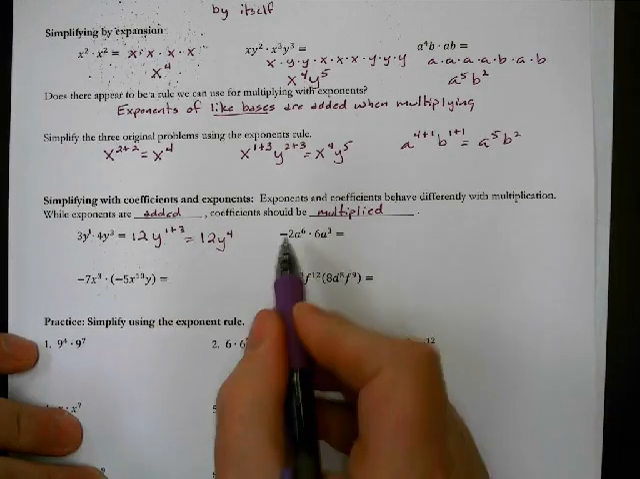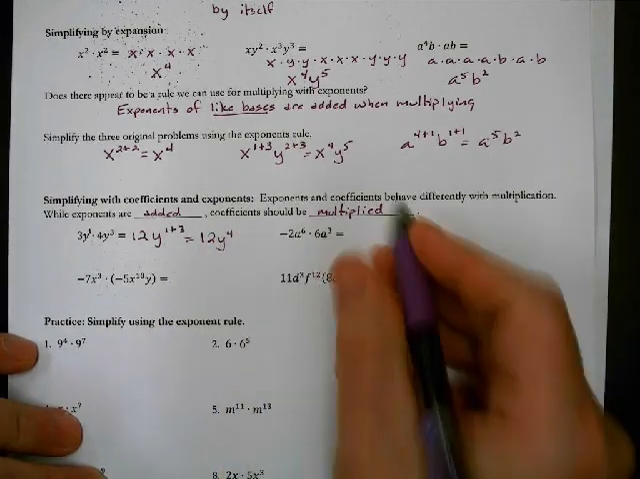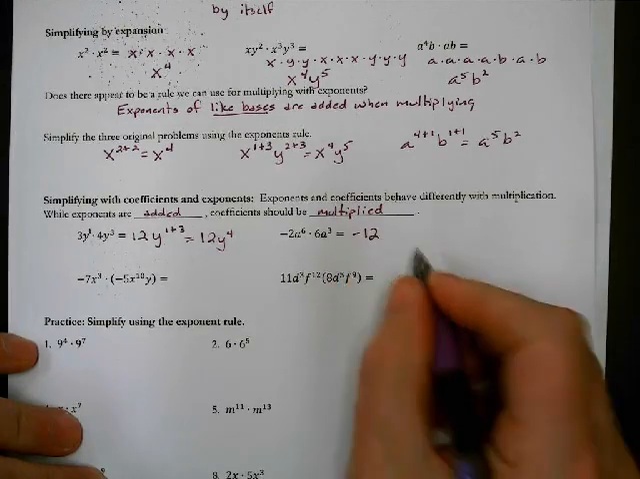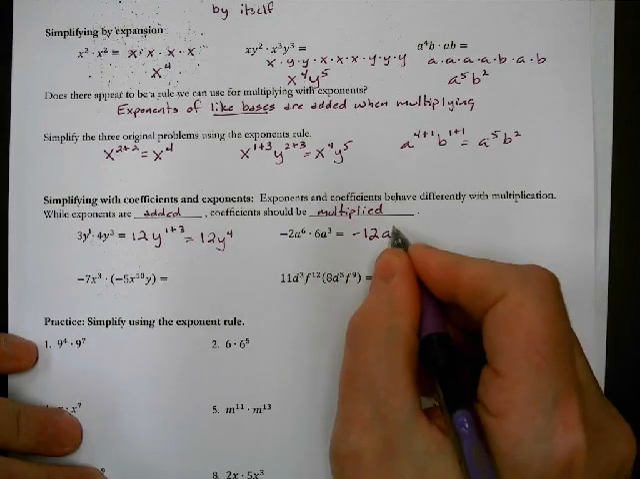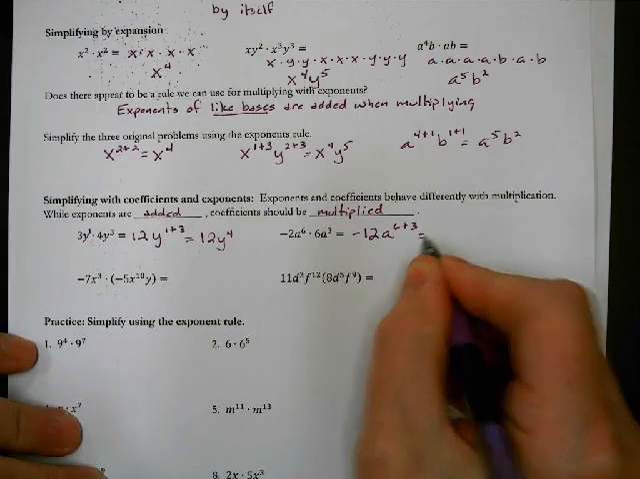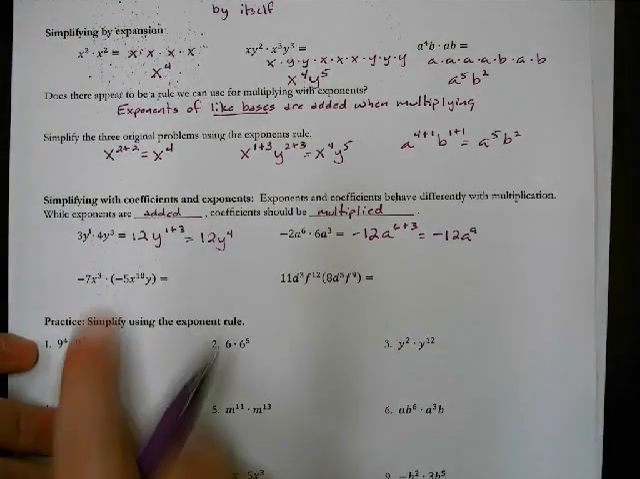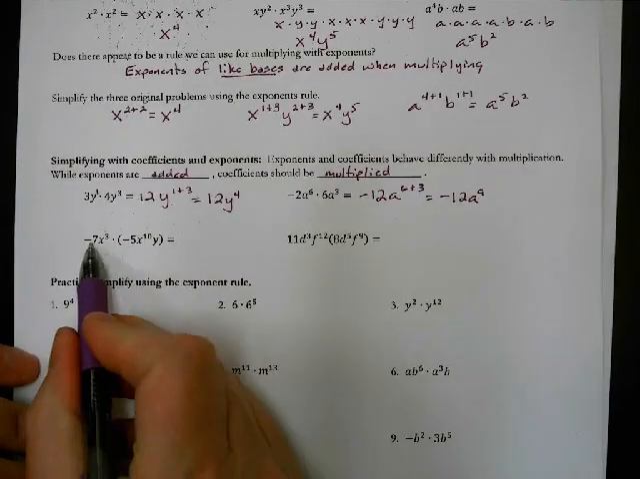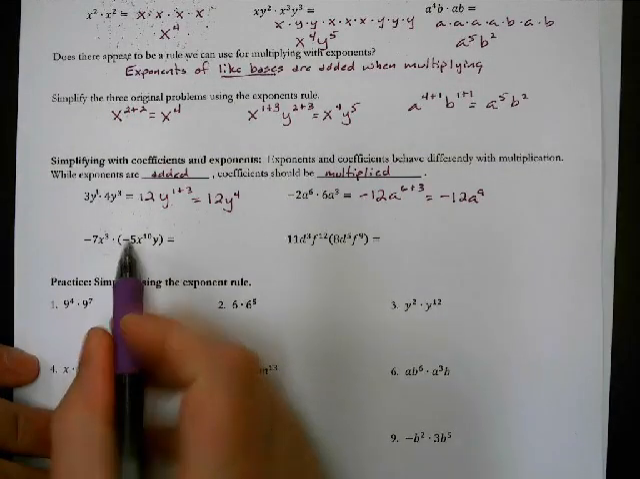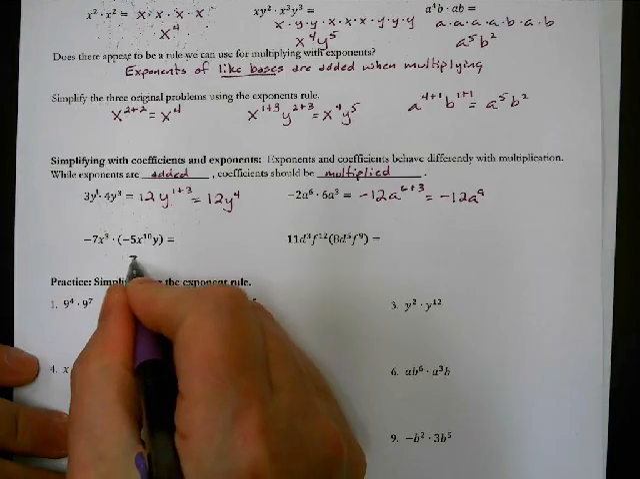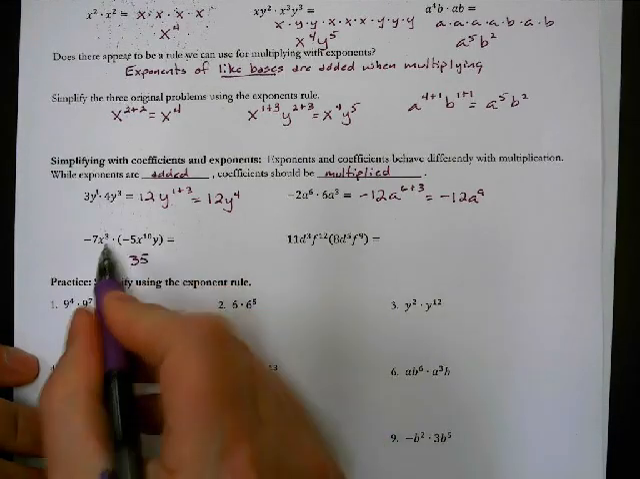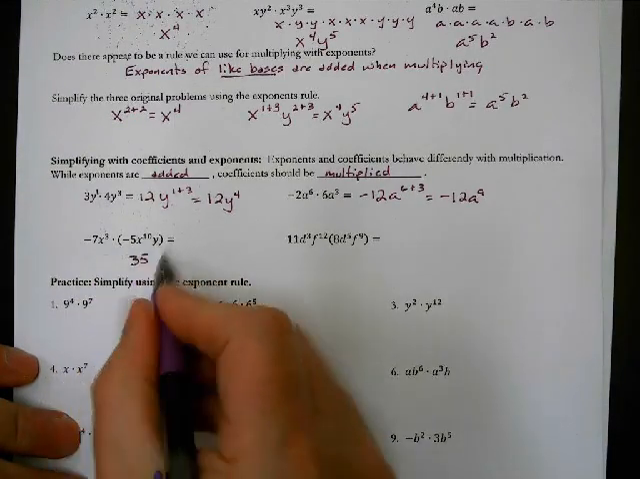Next one, negative 2 times 6. Those are my coefficients. I get negative 12. And then we get a to the 6 plus 3. Final answer, negative 12a to the 9th. Next one, negative 7 and negative 5 are my coefficients. I multiply them and get positive 35. Then I've got x to the 3 plus 10.